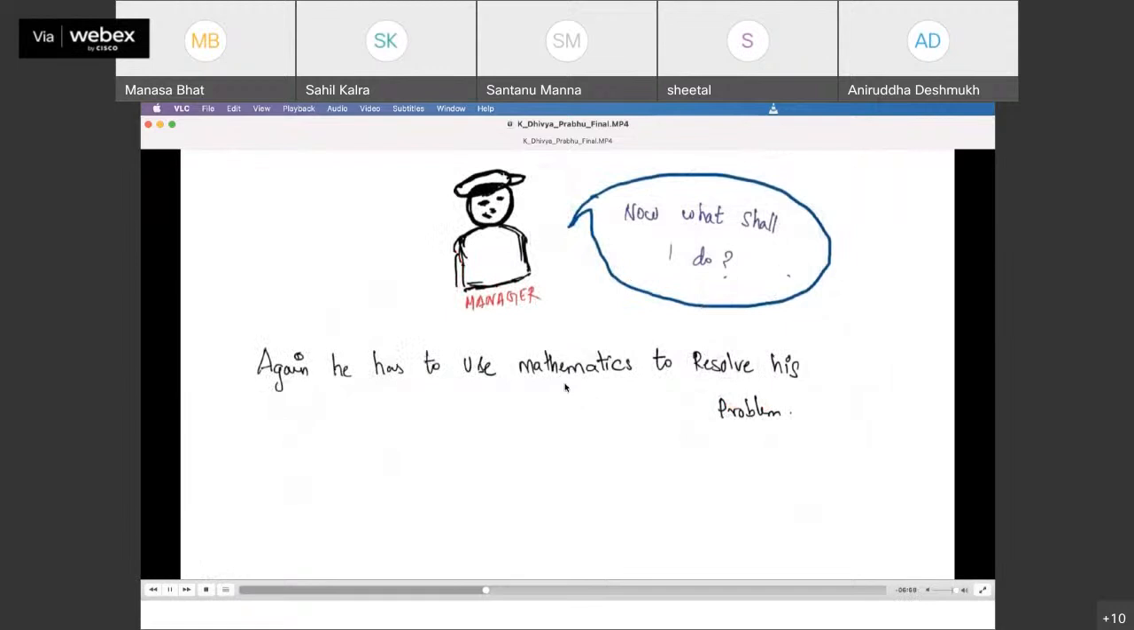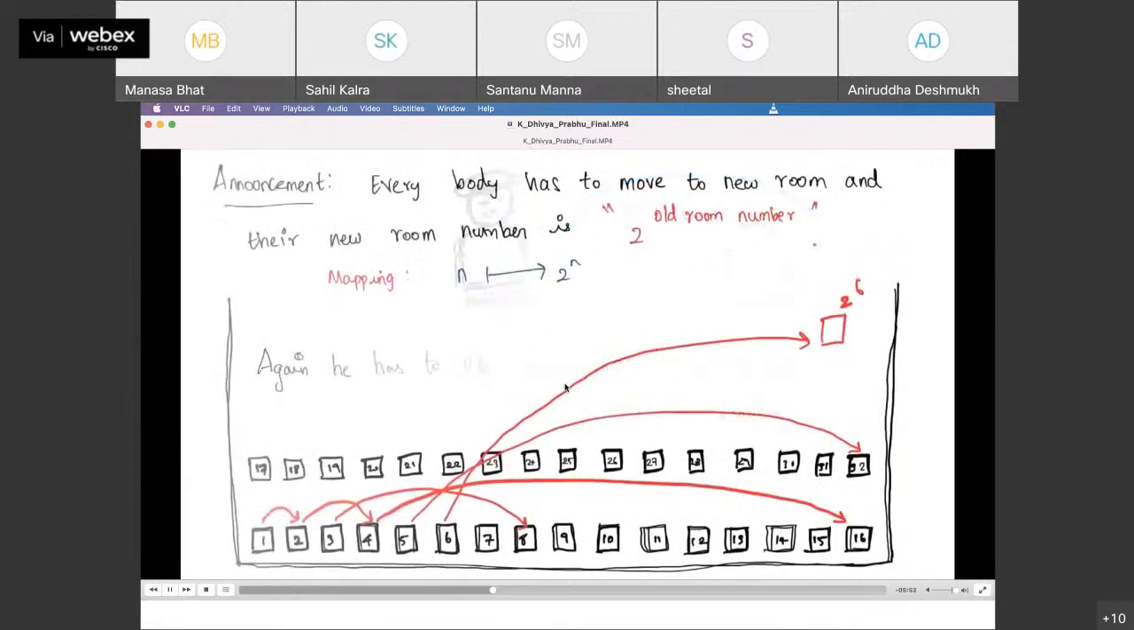He has to associate rooms to all the people, but he doesn't know how to do it. Again, he has to use mathematics to resolve this problem. So now, before giving them rooms, he has to vacate some rooms for them. So that process he has to do.